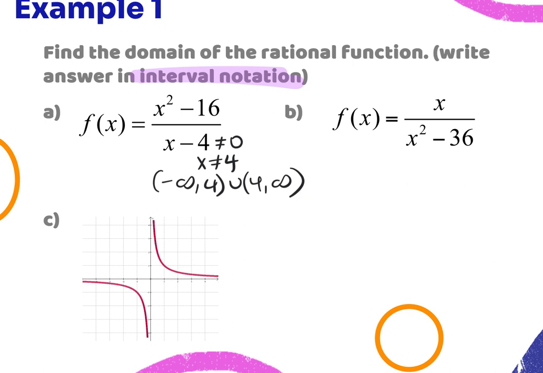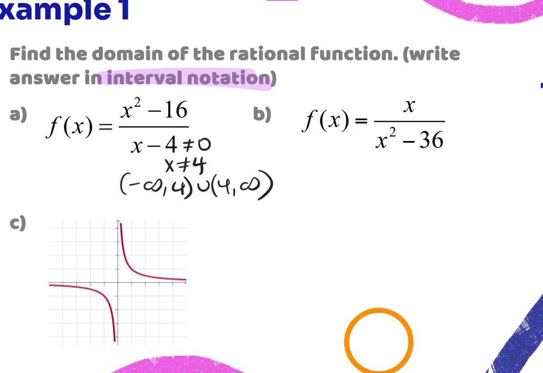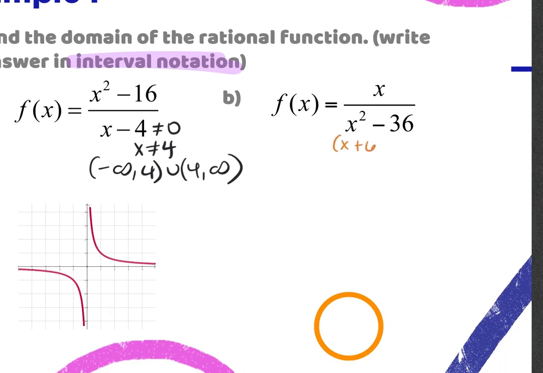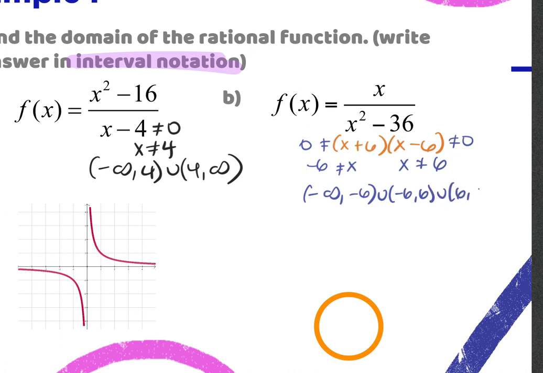What are you going to do with B first? Factor it. So x plus 6, x minus 6, or you could use even root, but either way, you get that this cannot equal 0 and this cannot equal 0. So x cannot equal negative 6 or positive 6. In interval notation, that would be negative infinity to negative 6, negative 6 to 6, and 6 to positive infinity. Still good? Why is it a parenthesis on the 6? Because it can't equal the 6. The bracket says it can.